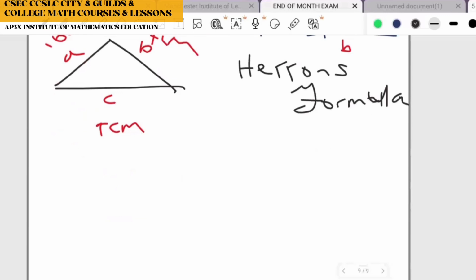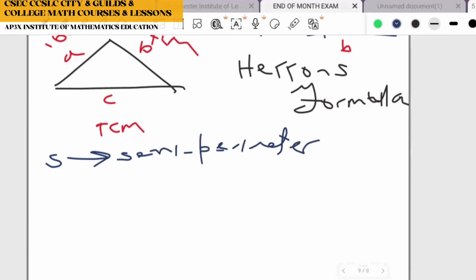So Heron's formula has two parts. First, you have to find something known as S. And S means semi-perimeter. Now, the prefix semi means a half. Perimeter. So S means semi-perimeter. And semi means a half, perimeter means distance around.